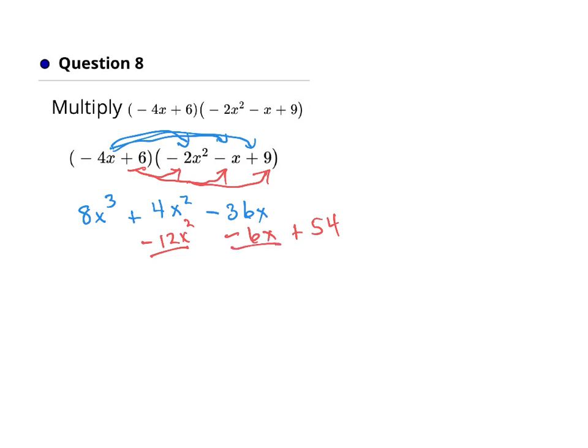Now we're going to combine the columns. We have 8x cubed, nothing combined with it. 4x squared minus 12x squared, signs are different. Subtract, take the sign of the larger, so that would be negative 8x squared. Notice that when you add and subtract, the variable and exponent do not change. Negative 36x minus 6x, signs are alike, so we add, keep the common sign, so that would be a negative 42x. And then we just bring down our plus 54.